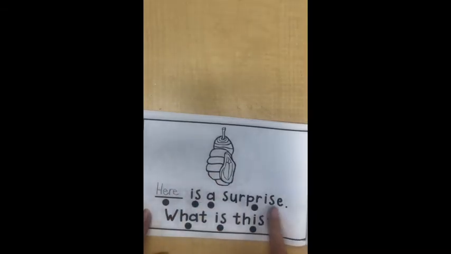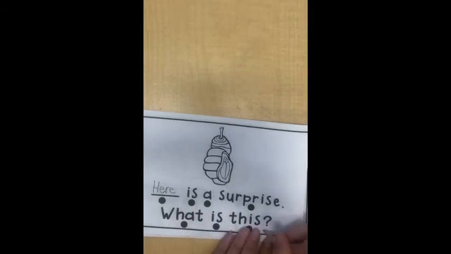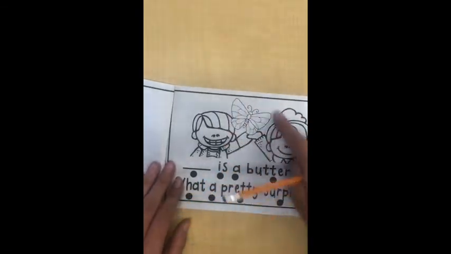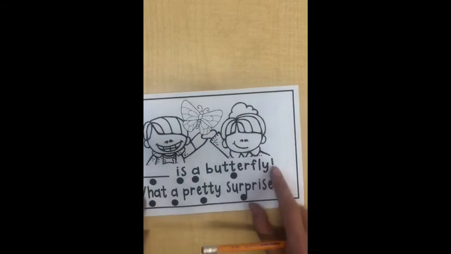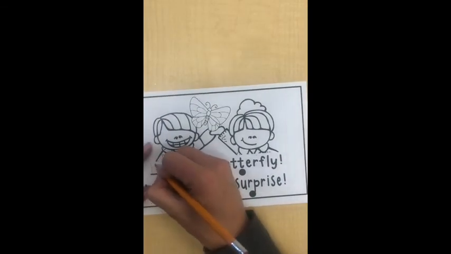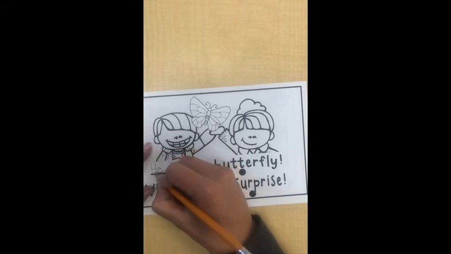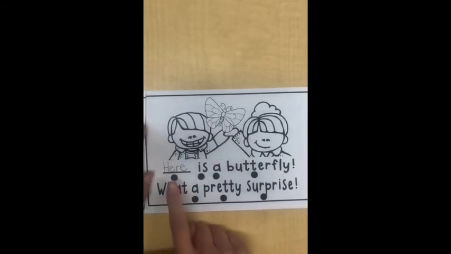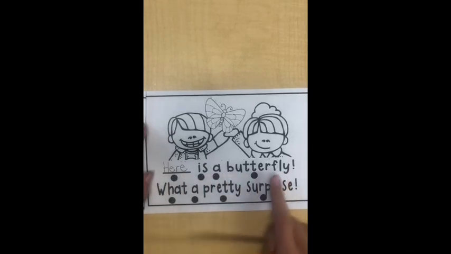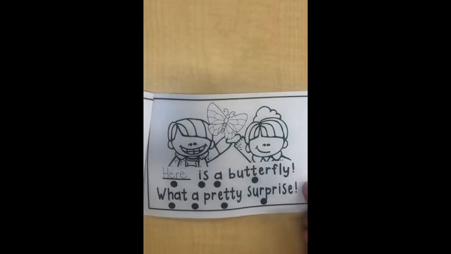is a surprise. What is this? It's asking another question. Do you see that question mark down here? And what is it, boys and girls? A butterfly goes, here is a butterfly. And now we have a new punctuation. It's called an exclamation mark. It means that we're excited. So that's right here, H-E-R-E, and then we can read it with excitement. Here is a butterfly. What a pretty surprise. And I had another exclamation mark, so I had to say it again with excitement.